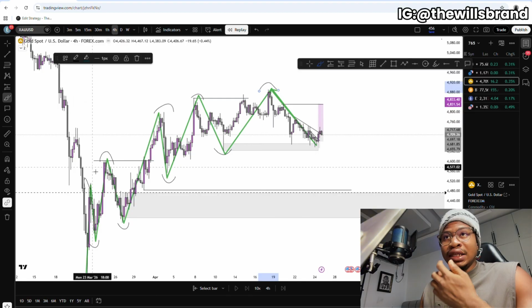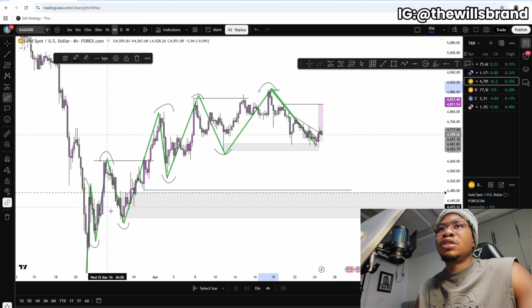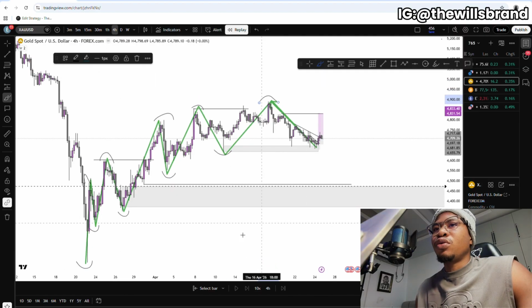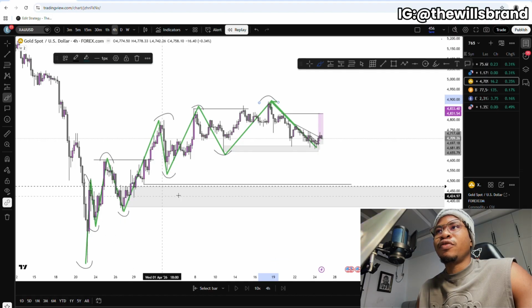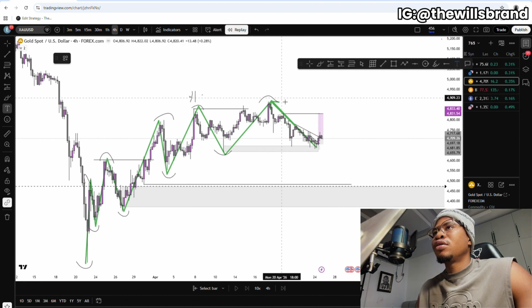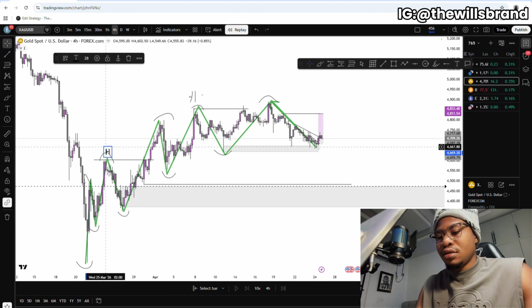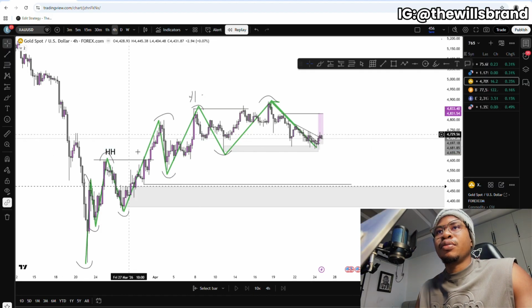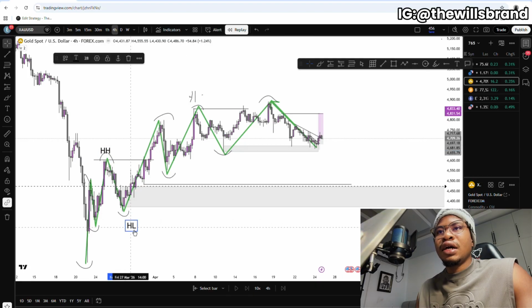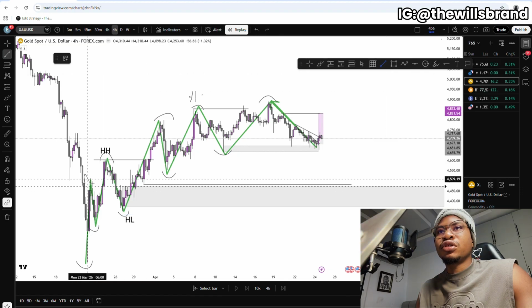You can see that the highs we keep making on this particular structure are higher than the previous one, which makes it a higher high, right? And check the lows as well. The lows are always higher than the previous one, which makes it what? A higher low. So we are having a higher high, and we're having a higher low as well. And you can see for this uptrend to continue, market has to keep breaking previous structure.